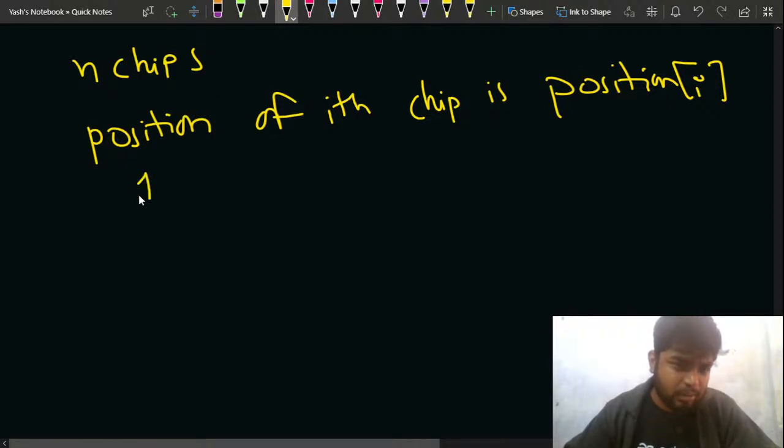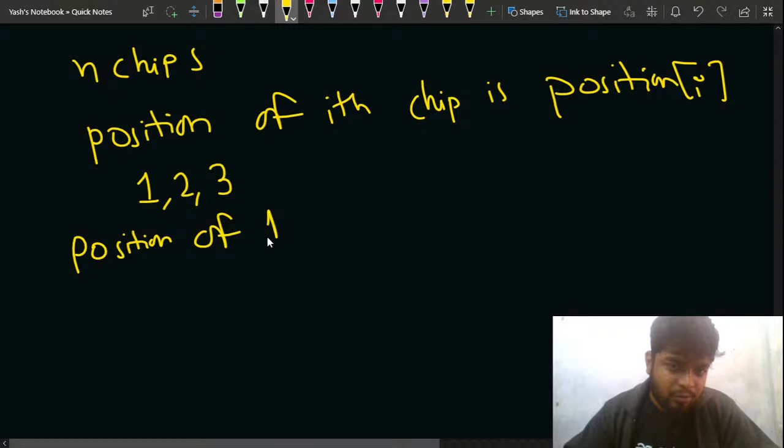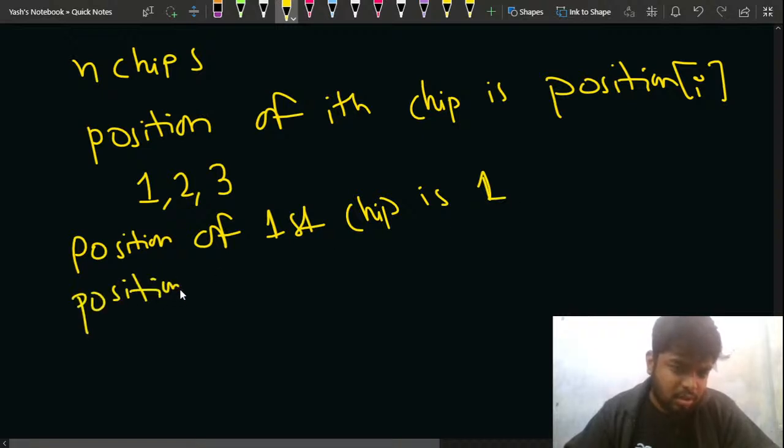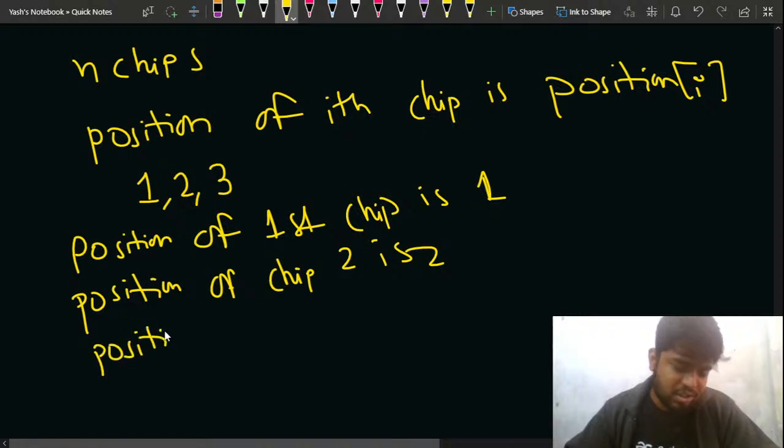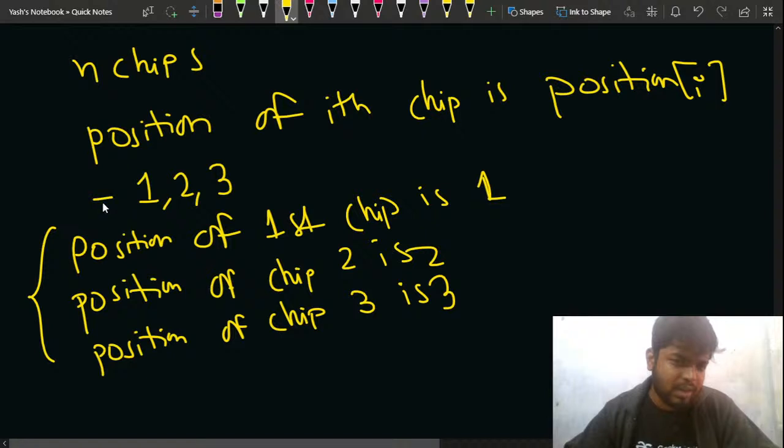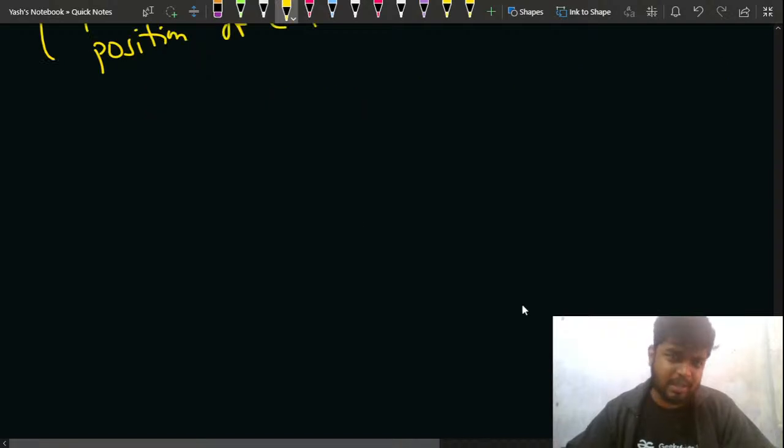Let's say if I have an array 1, 2 and 3, then I will say that position of first chip is 1. Then I will say that position of chip 2 is 2. After that I will say that position of chip number 3 is 3. You will say that okay, this is no problem, right? This seems very simple, but let me give you another example, right? I hope that this much part must be clear.